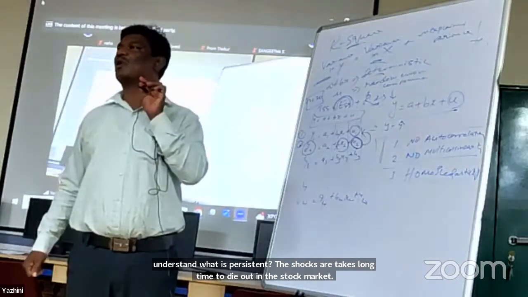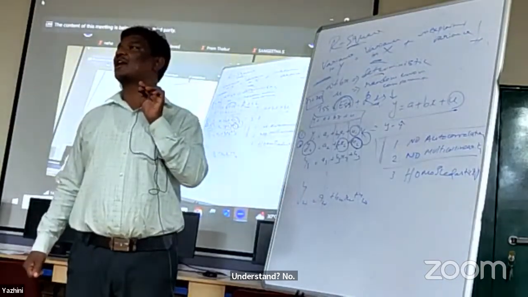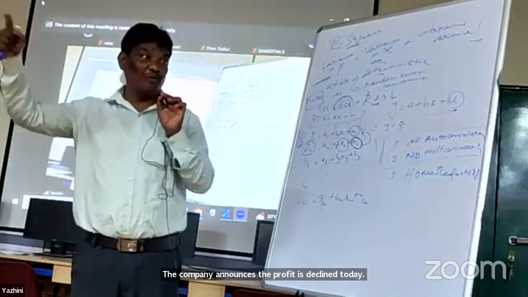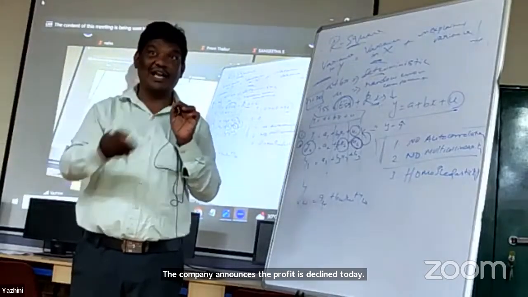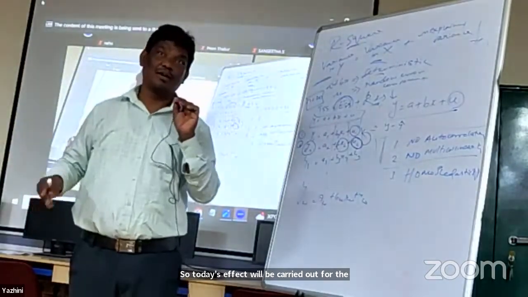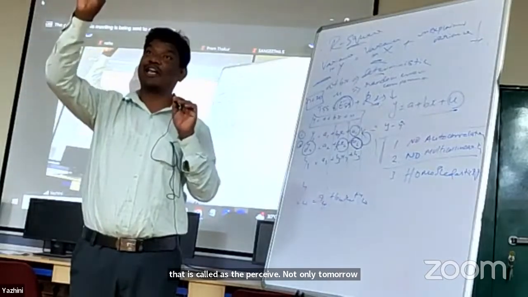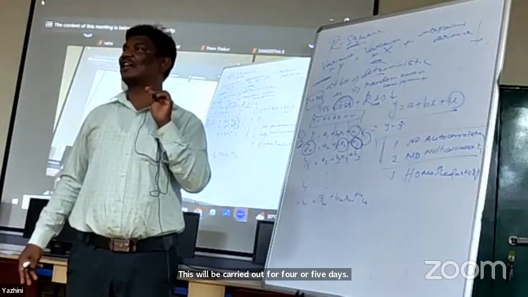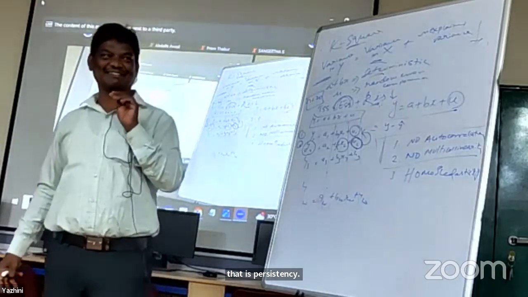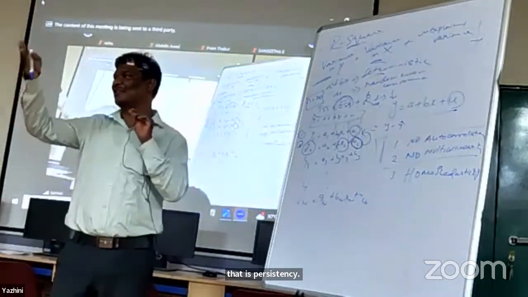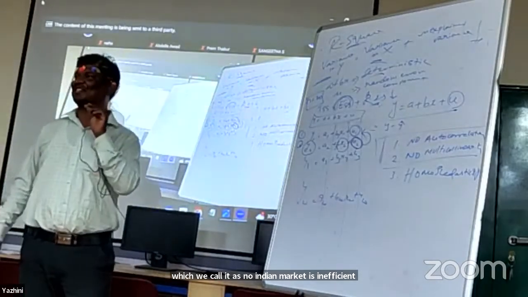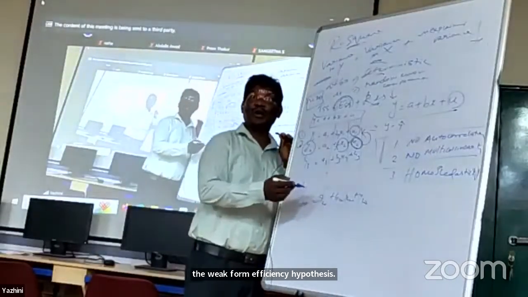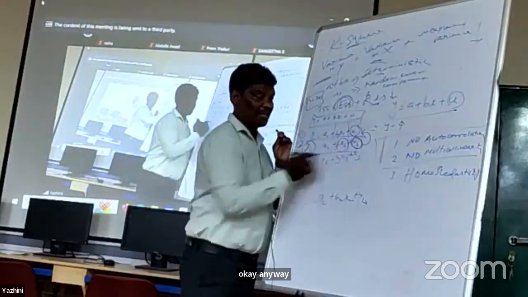The company announces the profit is declined today. Today's effect will be carried over to tomorrow. That is called persistence. Not only tomorrow, this will be carried over for 4 or 5 days. That is persistency, which we call Indian market inefficiency. Some of you in finance may know it: the weak form efficiency hypothesis. Okay, anyway, so what is the assumption? They're all independent.